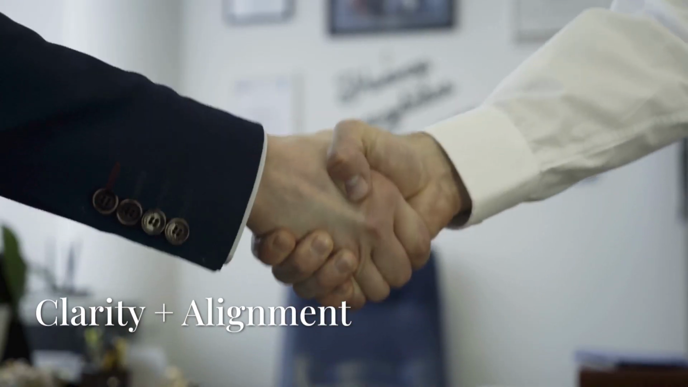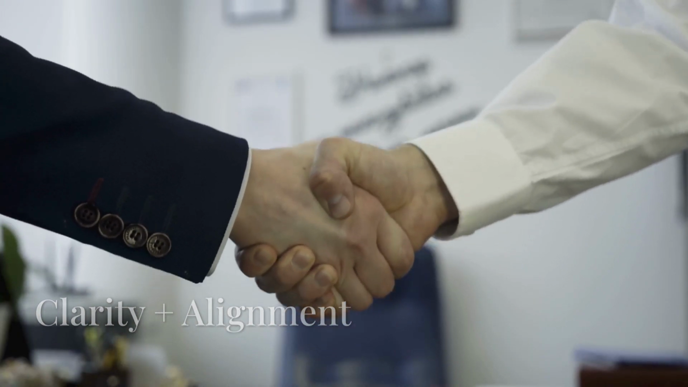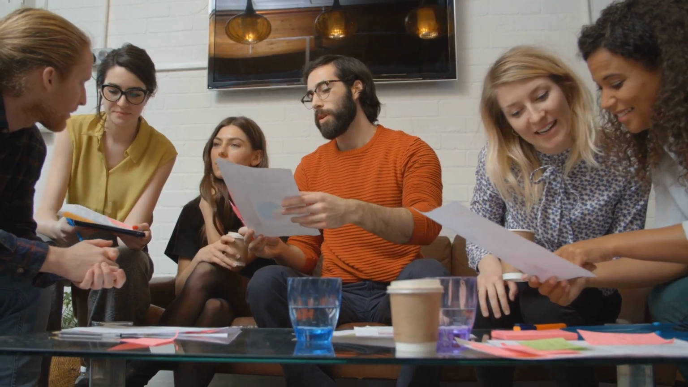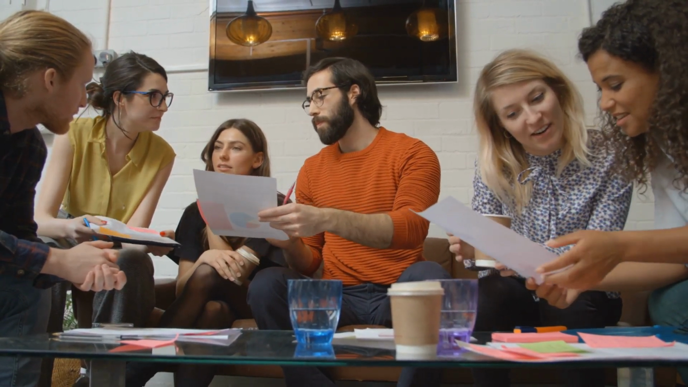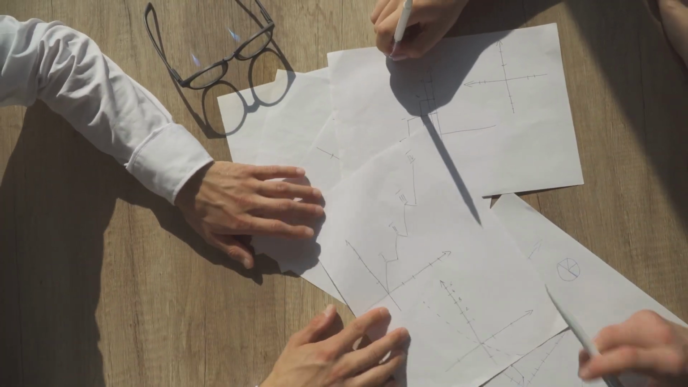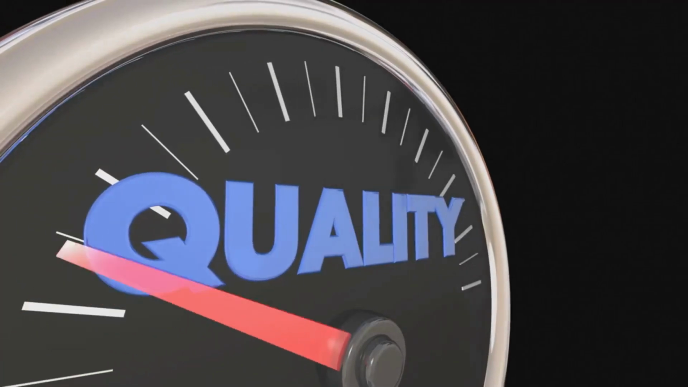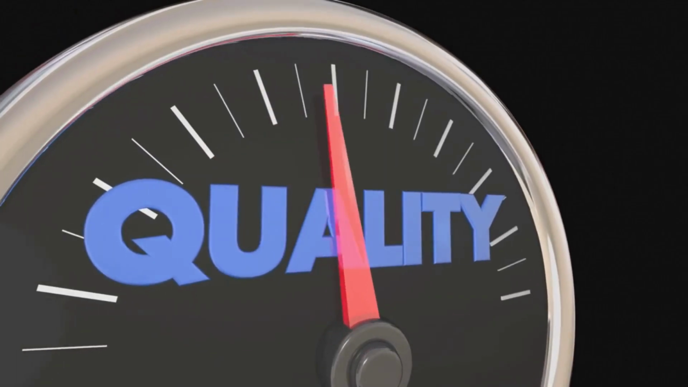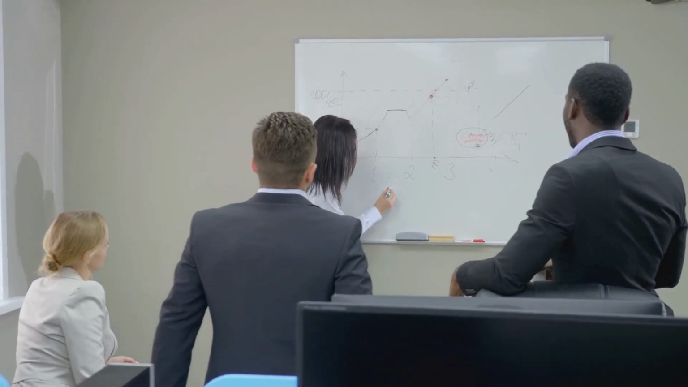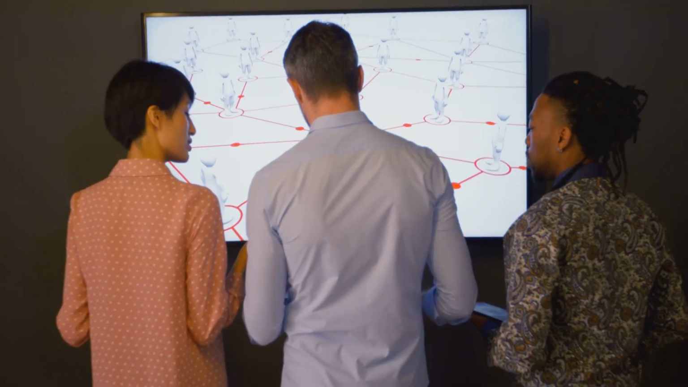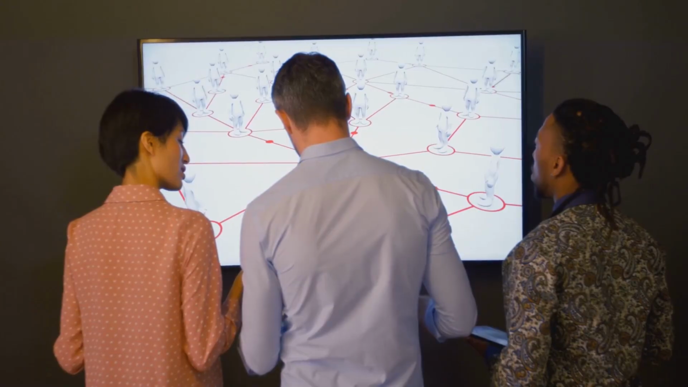ISO 11669 is about clarity and alignment. When specifications are clear, teams deliver with confidence. It reduces misunderstandings and rework. It improves turnaround and consistency. And it makes quality measurable, not subjective. The standard promotes shared expectations. Everyone understands their role in the translation process.